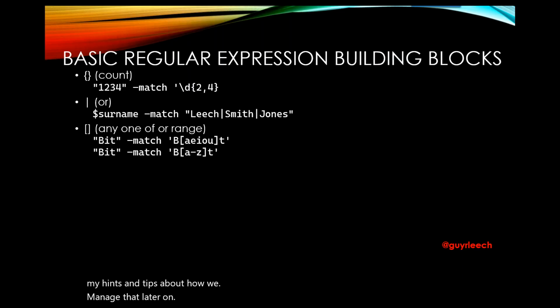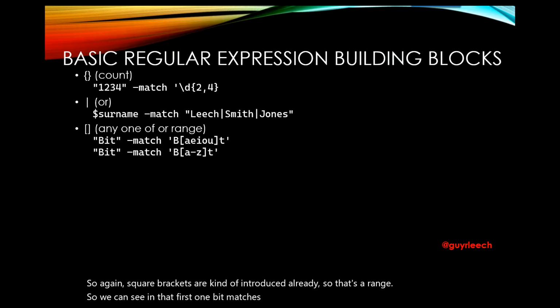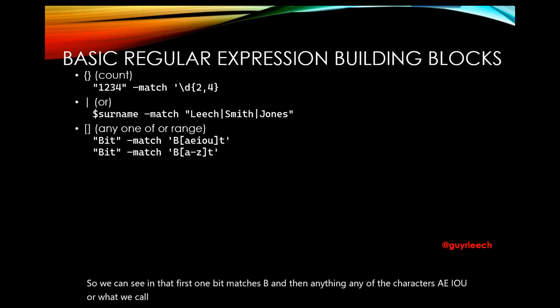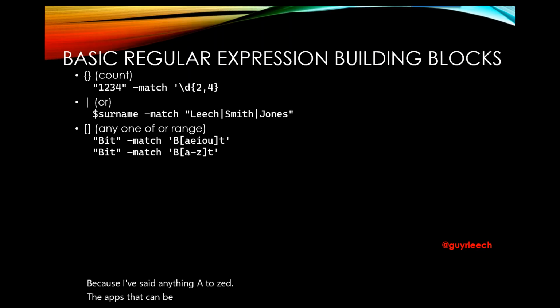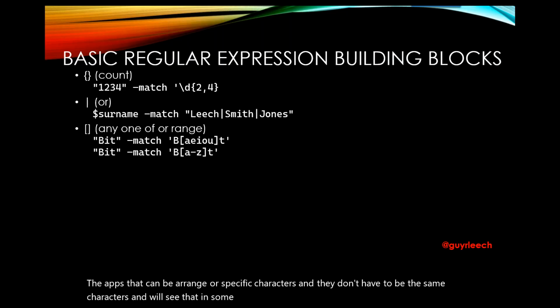So again, square brackets are kind of introduced already. So that's a range. We can see in that first one, it matches B, and then any of the characters A, E, I, O, U, or what we call vowels, that matches, or B, A to Z. So BRT, BST would match because I've said anything A to Z. So it can be a range or specific characters, and they don't have to be the same characters, and we'll see that in some regular expressions later on.